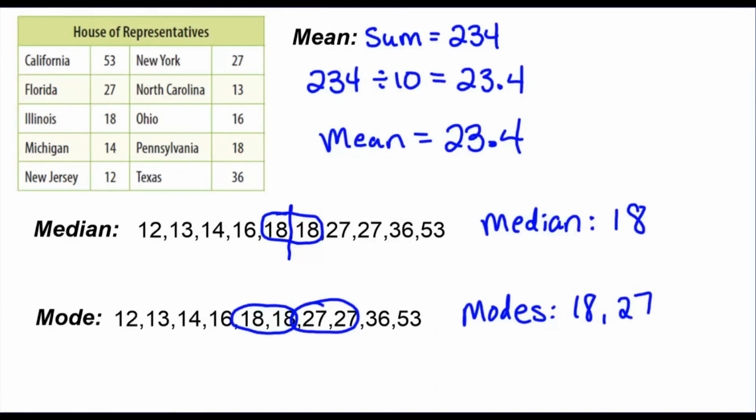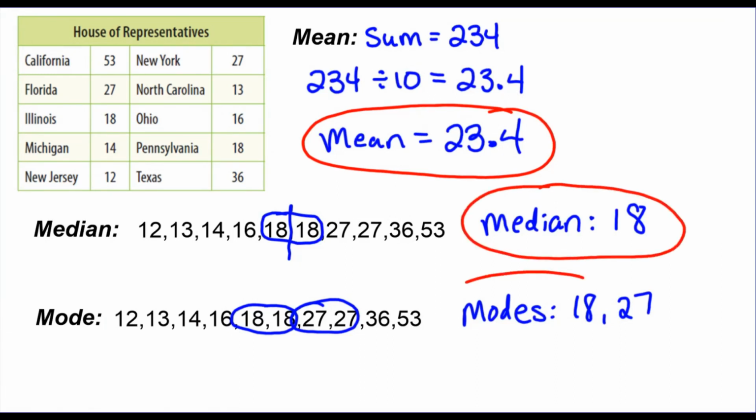So all 3 of these numbers give us an idea of what a typical state has for its number of representatives. Now, they're all maybe just slightly different, but they all serve a different purpose, and we can use them in different ways.